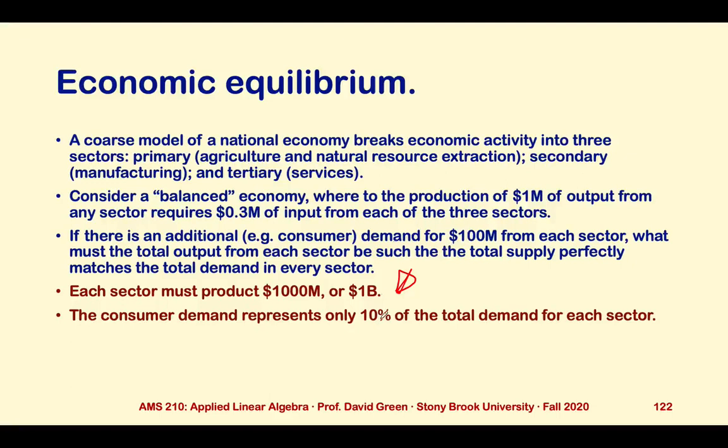This wasn't part of the question, but it leads to an interesting observation: the consumer demand, the external demand, represents only 10% of the total demand. There's only a demand of 100 million from each sector, but in order to produce this, each sector actually needs to produce 1 billion.